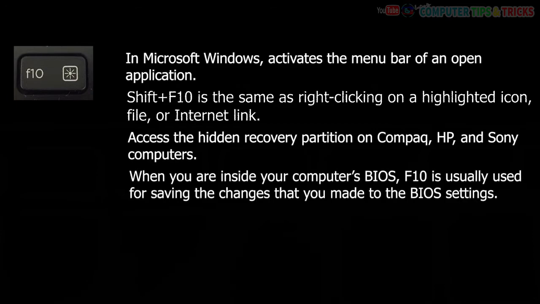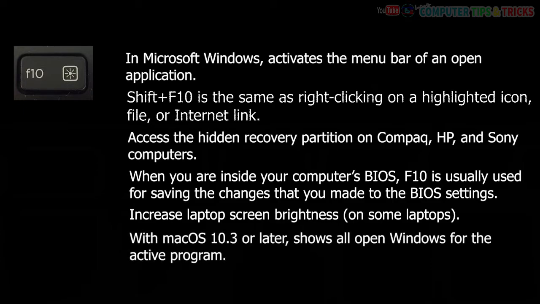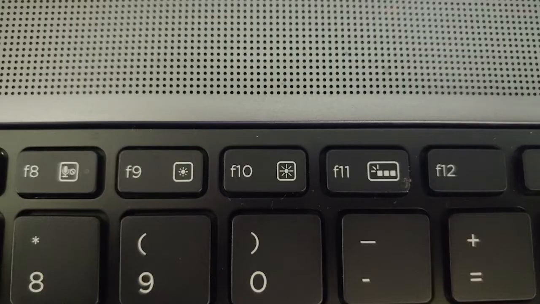When you are inside your computer's BIOS, F10 is usually used for saving the changes that you made to the BIOS settings. Increase laptop screen brightness on some laptops. In Mac OS 10.3 or later, it will show all open windows for the active program.